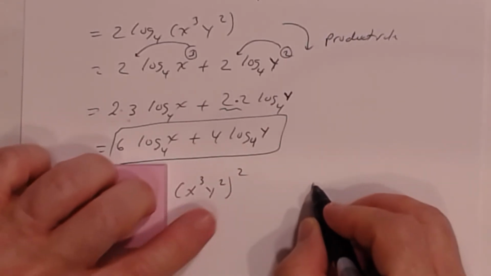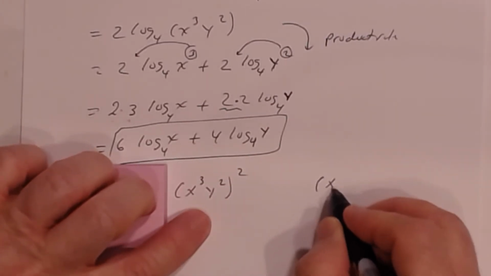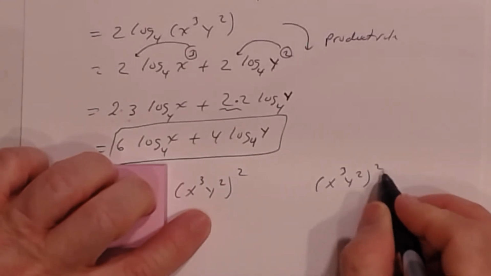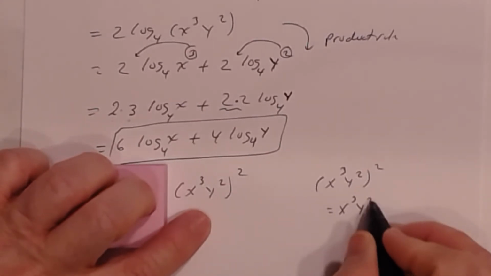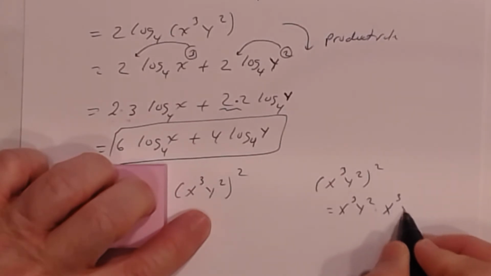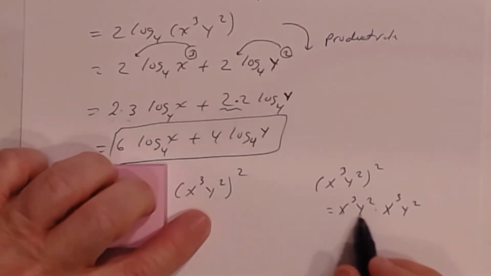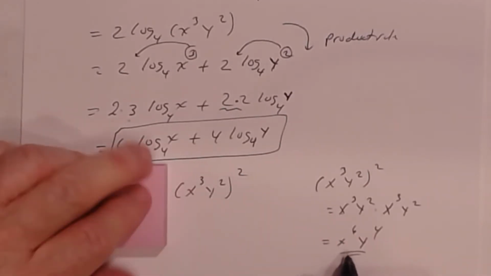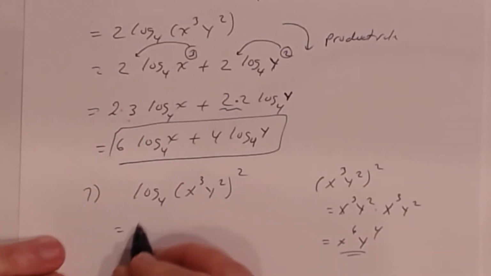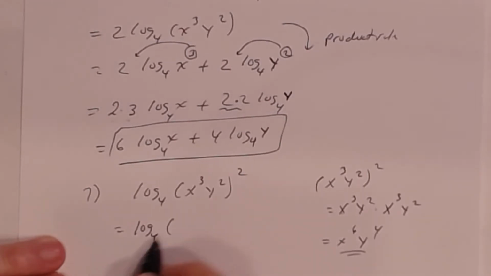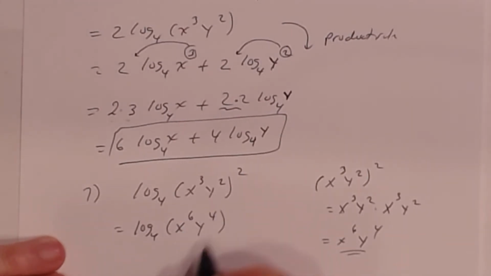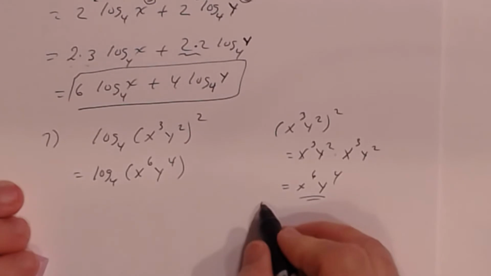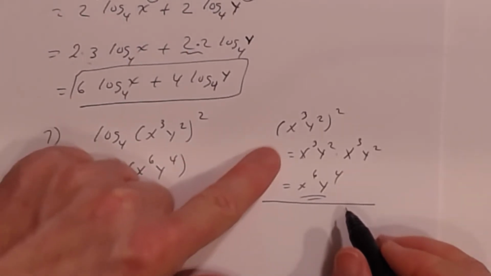Remember what this means? x cubed y squared, squared, means x cubed y squared times itself, right? And so x cubed times x cubed is x to the 6th. y squared times y squared is y to the 4th. So this right here is this. So what that means is I can rewrite this as log base 4 of x to the 6th y to the 4th. And the other thing you can also remember from a previous course with this right here is this.